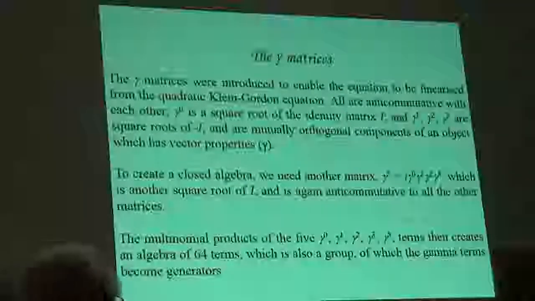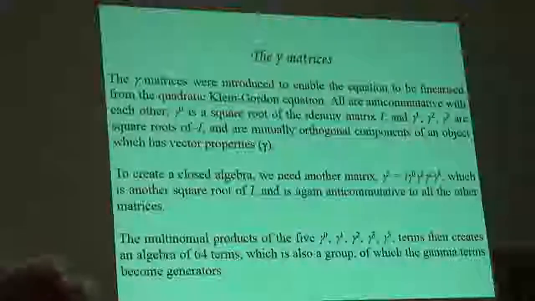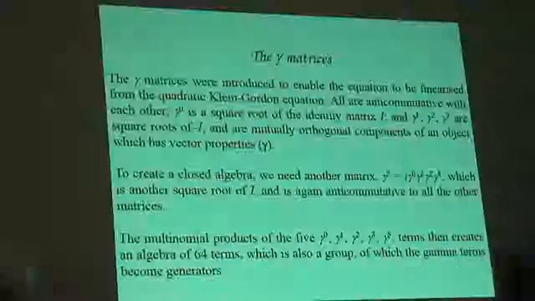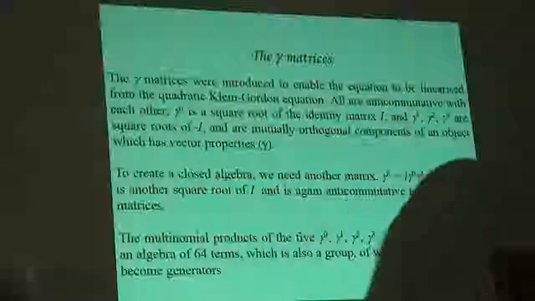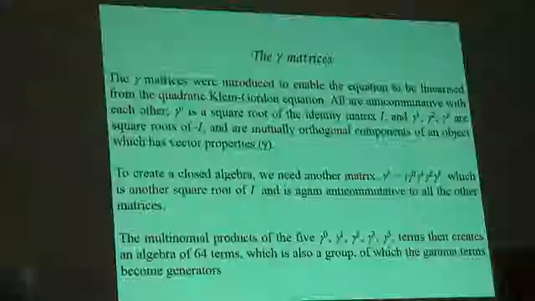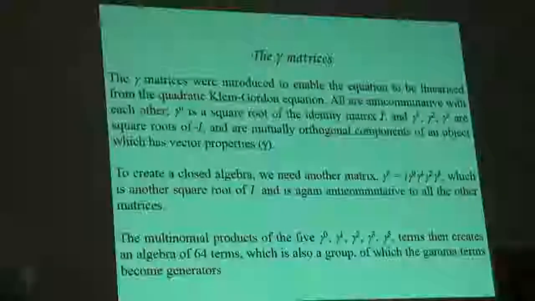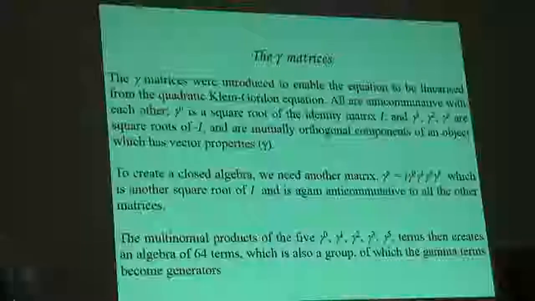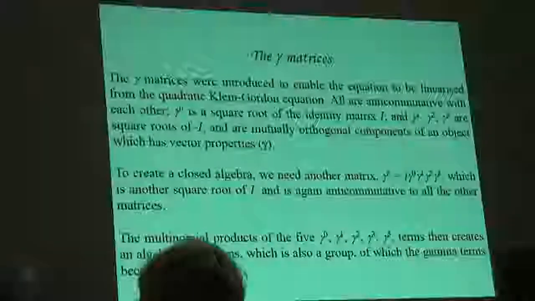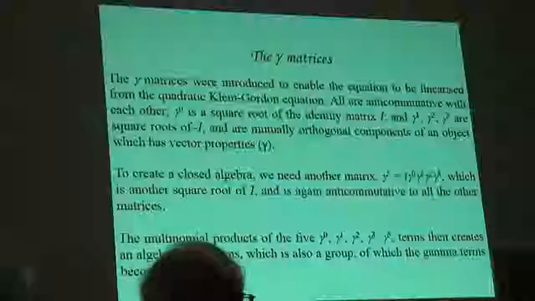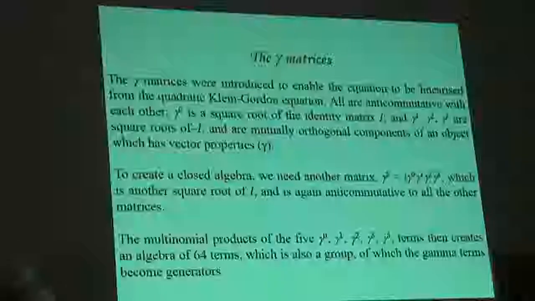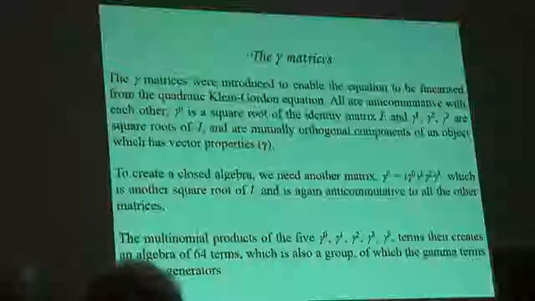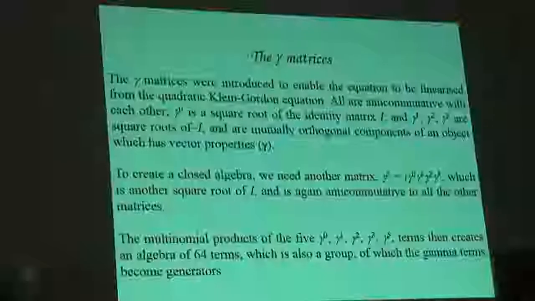So the gamma matrices were intended to linearize the Klein-Gordon equation. And at the time, that seemed to be the most appropriate way of doing it. All are anti-commutative with each other. Gamma naught squares to the identity matrix, and gamma 1, 2, 3 square to minus the identity matrix. Mutually orthogonal components of an object which has vector properties.